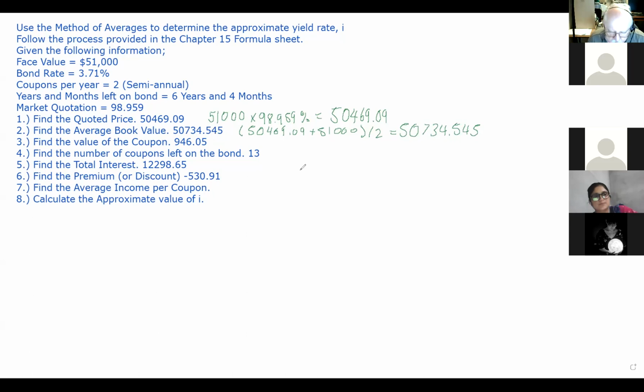So then find the value of the coupon. So the face value times the bond rate of.